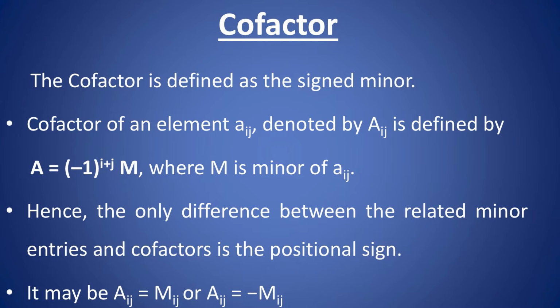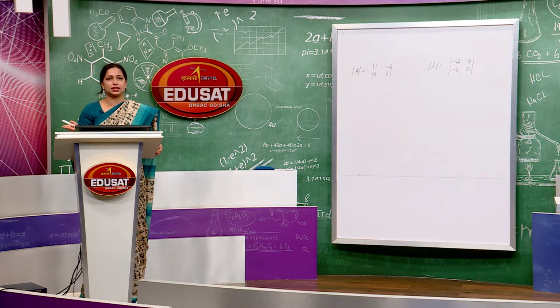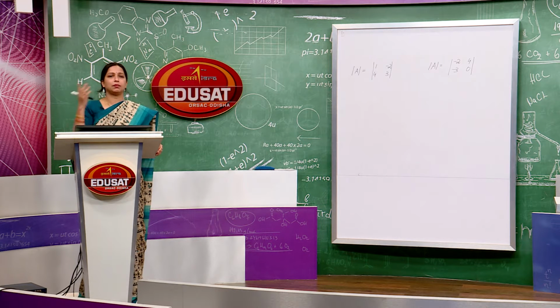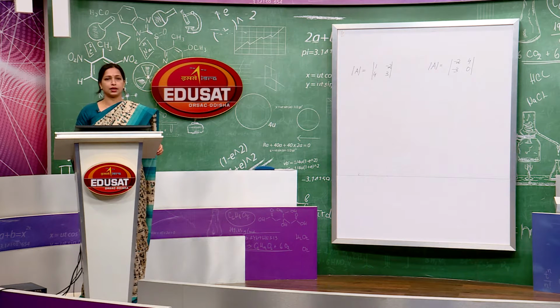So, it may be noted here that A_ij equals M_ij or A_ij equals minus M_ij. So, the value will be the same, but the sign of the element may change. It may become plus or minus, right. Now, let us take a look at the next slide.